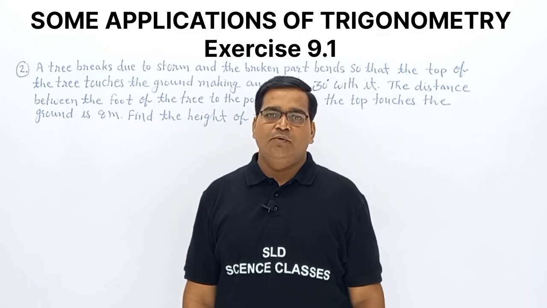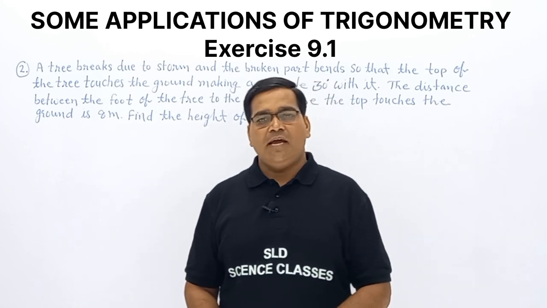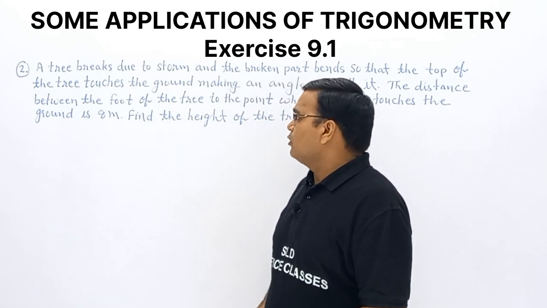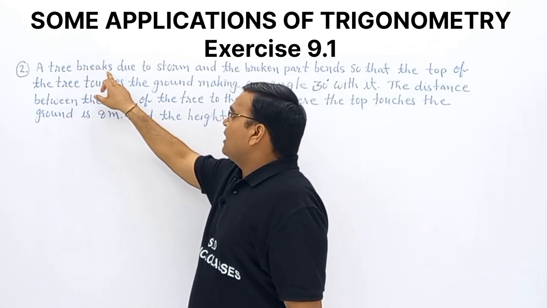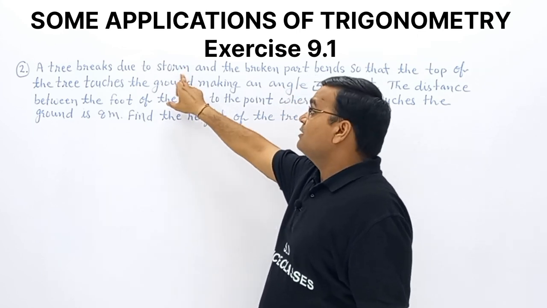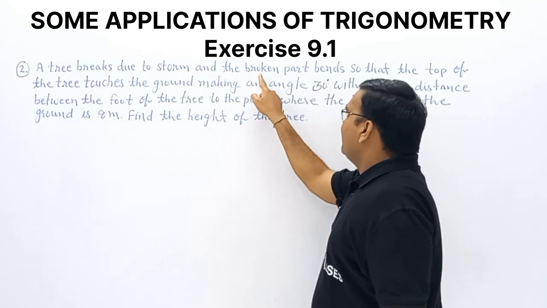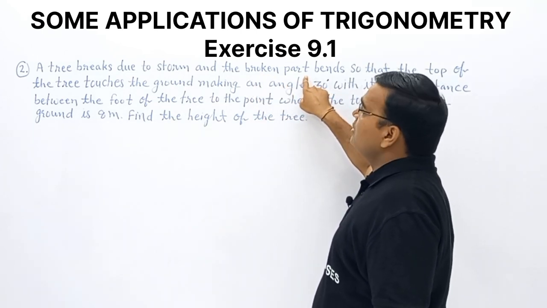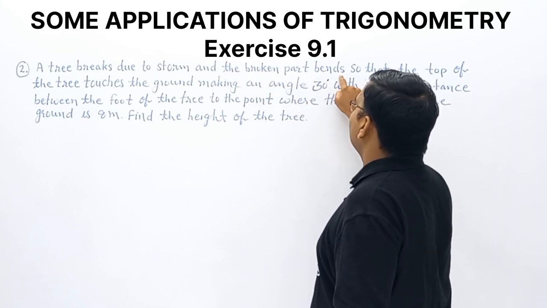In this class, we will discuss question number 2, exercise 9.1, some applications of trigonometry. So, what is the question? Question number 2: a tree breaks due to storm, and the broken part bends.